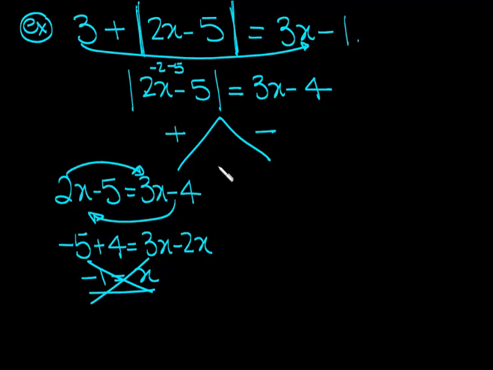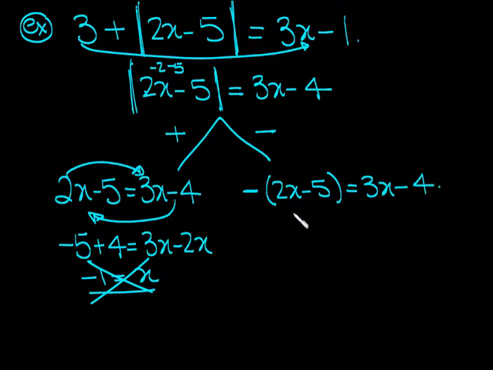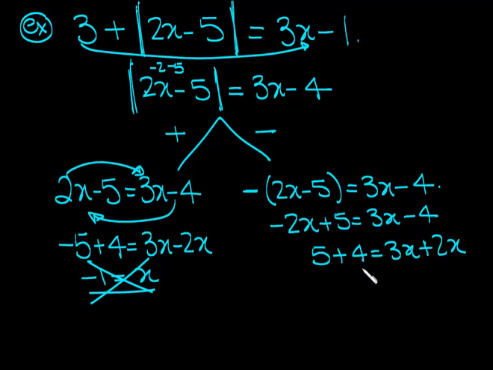Alright, let's do the left part. So you assume the inside is negative. If the inside is negative, then when you drop the absolute values, we have to introduce another negative. So let's do that. Minus 2x minus 5 is equal to 3x minus 4. So we distribute the negative to get rid of the parentheses first. You get negative 2x plus 5 is equal to 3x minus 4. So I'll just rearrange it like before. So I get 5 plus 4 is equal to 3x plus 2x. So you get 9 is equal to 5x. So we get x is equal to 9 over 5.